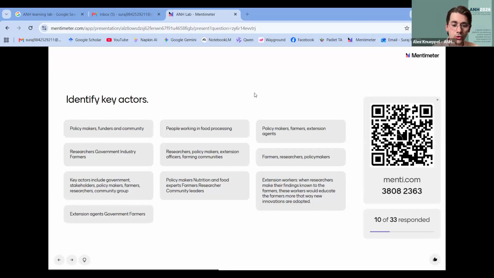I'm wondering if the person who shared about extension agents would be willing to raise their hand and share. It's just a really important group of people in agriculture. Maybe we could hear more about that. The person who responded, extension agents and government farmers. Yes, we have Flora. Flora, you need to unmute yourself first. Okay, we can't hear you. Flora, please go.